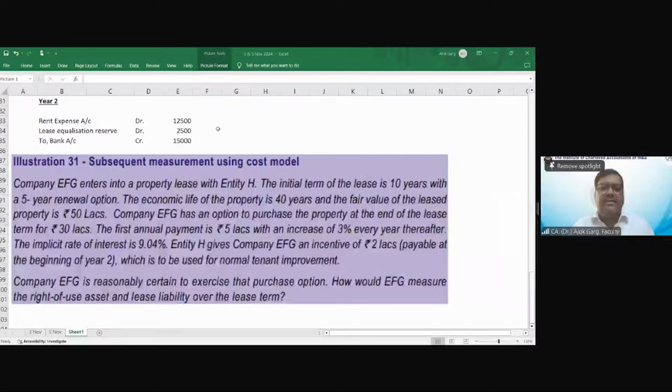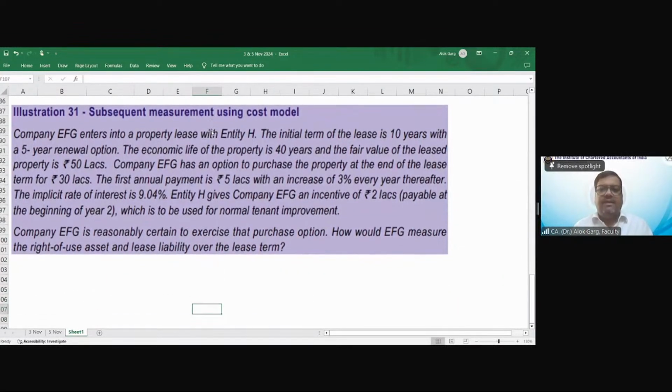Company EFG enters into a property lease with entity H. The initial term of the lease is 10 years with a 5-year renewal option. So what is given in this question? First of all, lease term is given. What is lease term? Lease term is 10 years. The renewal option is 5 years.